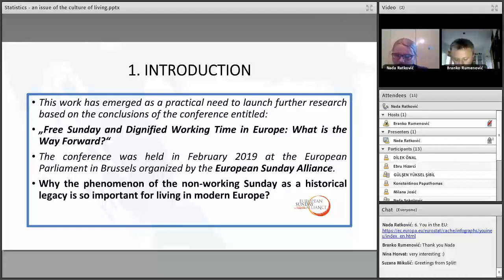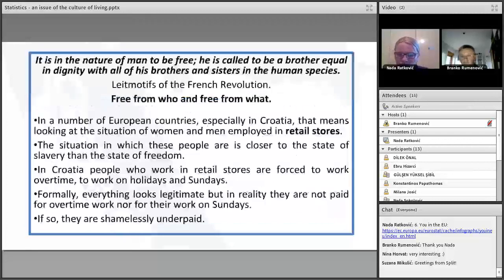Here is the introduction. I will say Free Sunday and dignified working time in Europe. What is the way forward? This conference was held in February 2019 at the European Parliament in Brussels, organized by the European Sunday Alliance. So, why the phenomenon of non-working Sunday? Is it a historical legacy, or is it only for modern Europe? Is it important for living in modern Europe?